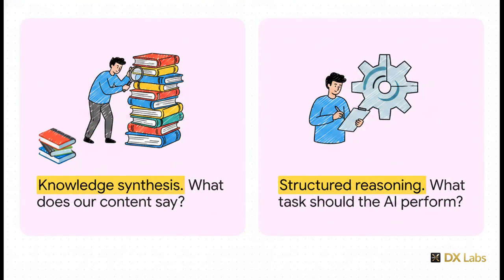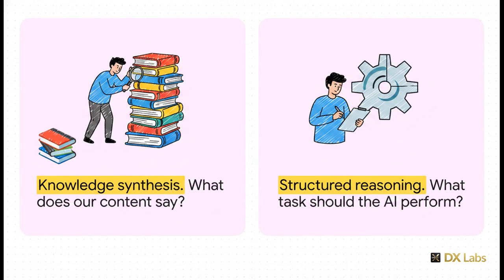Think of the AI inside Copilot Studio like two completely different types of employees. Generative answers is like your researcher. You ask a question, and the researcher searches through a defined library of approved documents to synthesize an answer. It's essentially asking, hey, what does our content actually say about this?